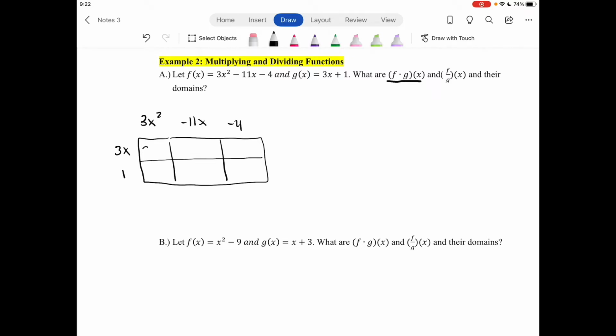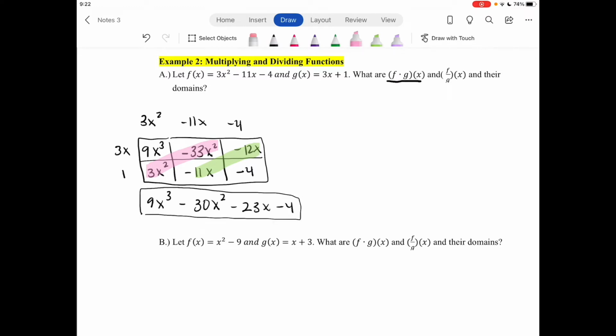Multiply everything over. That gives us 9x cubed minus 33x squared minus 12x plus 3x squared minus 11x minus 4. We have some like terms to combine across the diagonals here. And this will leave us with 9x cubed minus 30x squared minus 23x minus 4. Now we're ready to take a look at that domain.